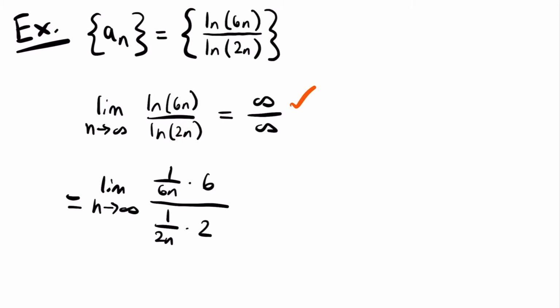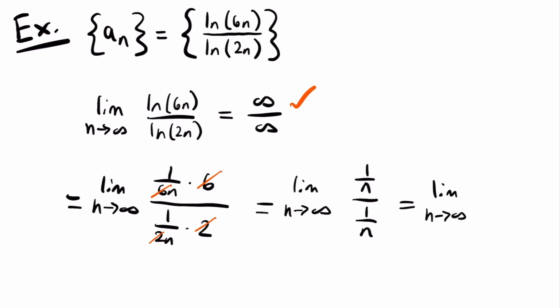All right, so now that we have taken the derivative of the numerator and denominator, let's simplify. We have 1 divided by 6n times 6. Those 6's will actually cancel out. And then in the denominator, we have 1 divided by 2n times 2. And those 2's will cancel out. And so this is equal to the limit as n approaches infinity of 1 divided by n divided by 1 divided by n, right? When we cancel out those 6's and 2's, all we're left with is 1 divided by n in the numerator and the denominator, and 1 divided by n divided by itself is just equal to 1, and so this is equal to the limit as n approaches infinity of 1.